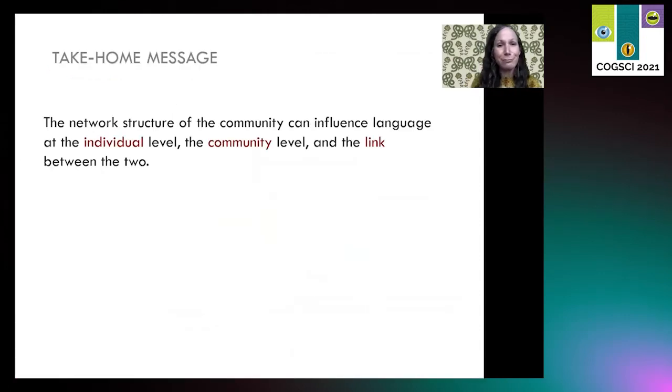So to conclude, I hope that what you took from my talk is that it is really useful to think about network structure when we study language or individual and collective cognition more generally. Network structure leads to individual differences between people in their linguistic skills. It also influences language at the community level, and how individual behavior cascades and influences the language at the group level.